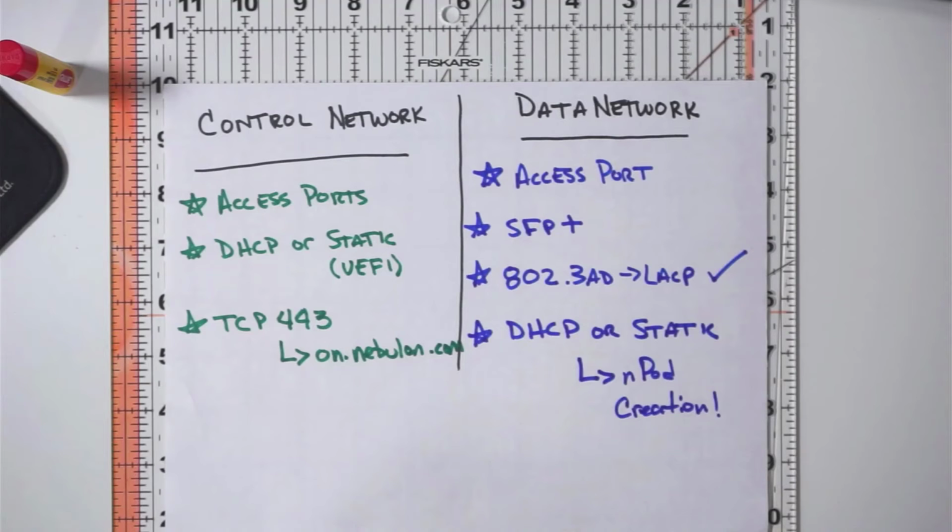Specific to the data interfaces, they must be configured as access ports as well. For the 10 or 25 gig ports, you will want to acquire passive SFP cables, which will get routed to your top of rack switch. If your switch vendor or operating system on your switch supports LACP, this is the recommended approach. Lastly, whenever you're configuring an NPod, you may set the data interface IP addresses as either static or dynamic as well. And this is done during the NPod creation.